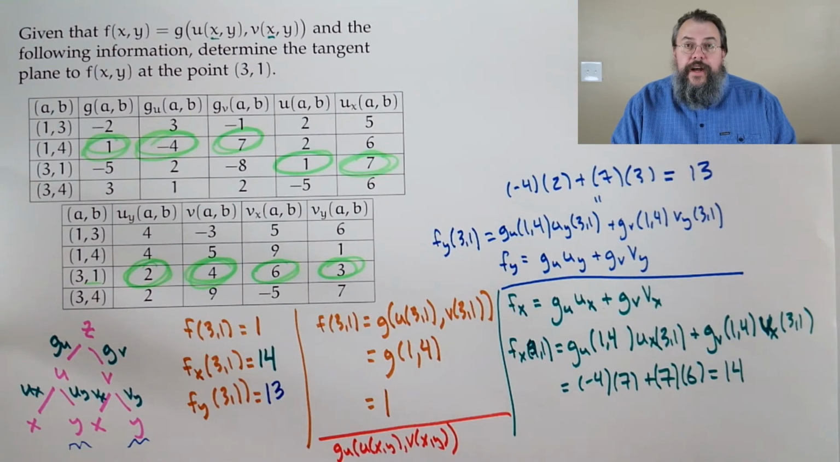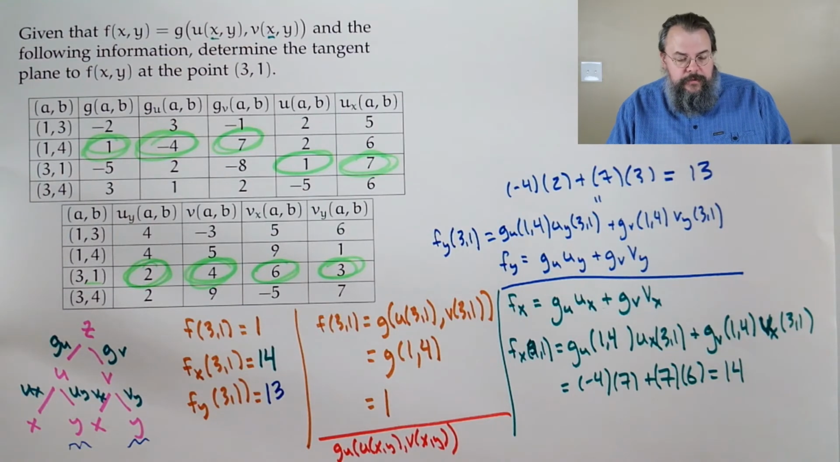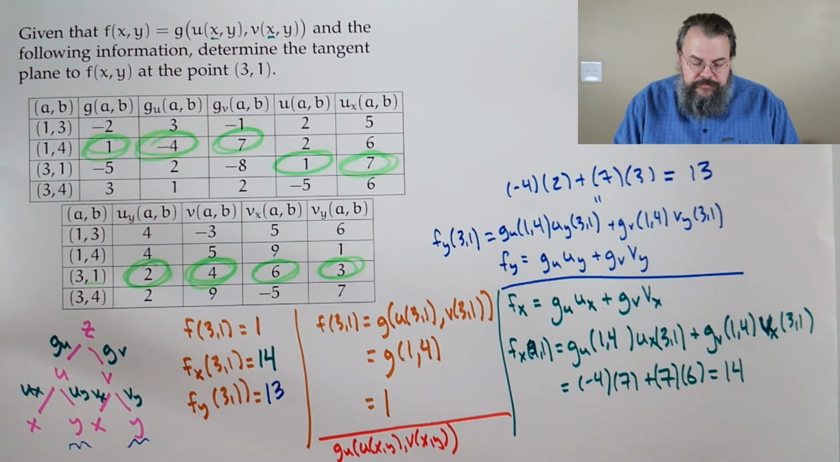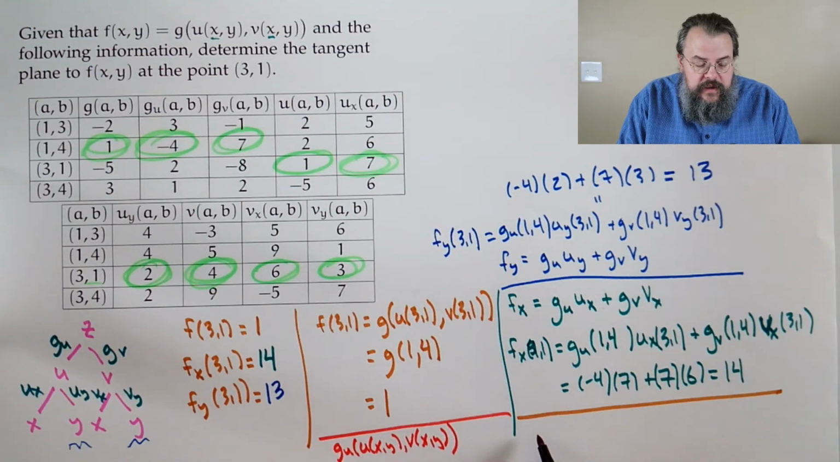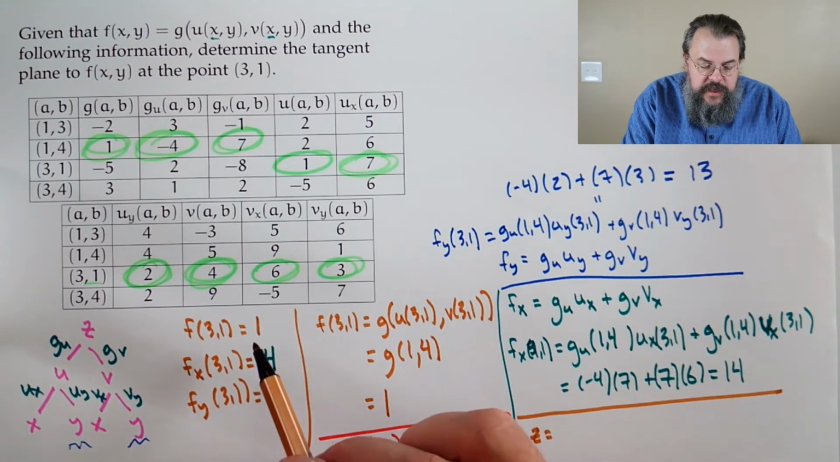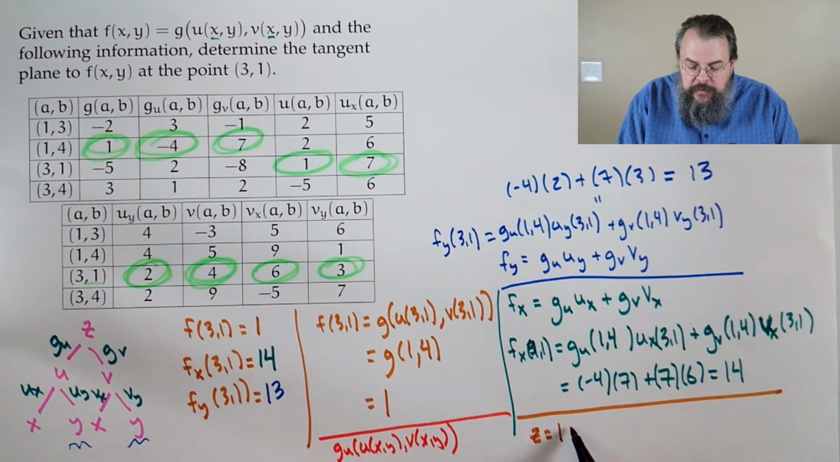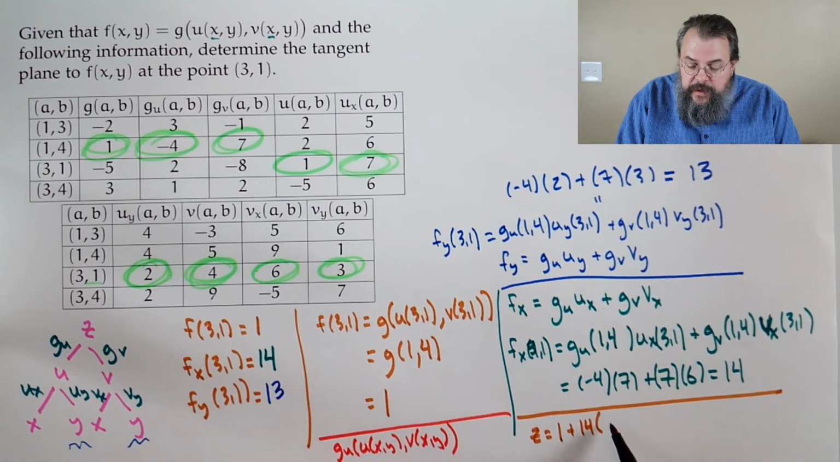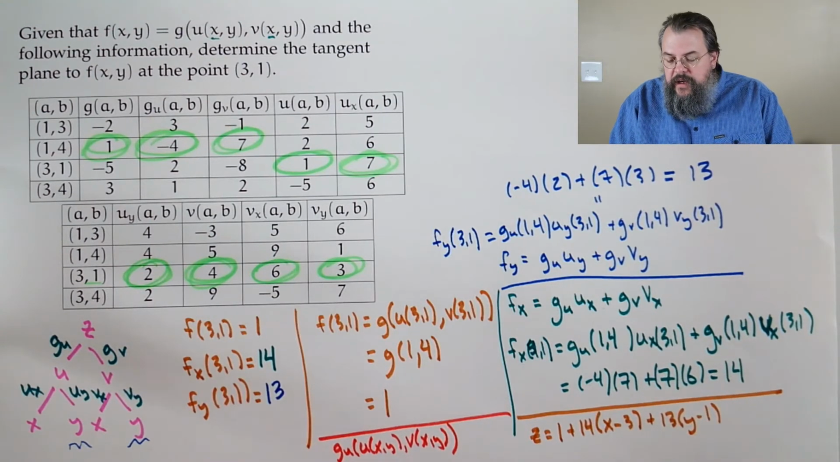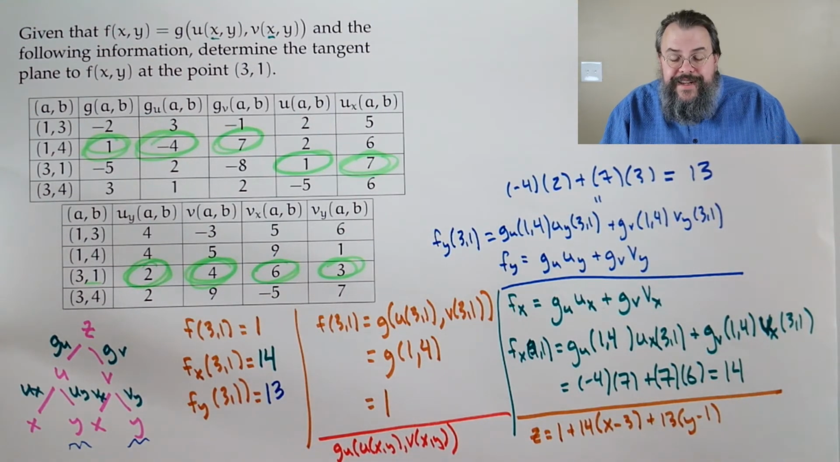Now we're ready to write down our answer. So what do we get? Well, we get the following. We can say our tangent plane is of the form, we take our function at that point, 1 plus 14, which is our derivative with respect to x, times x minus our x value, plus 13, our derivative with respect to y, times y minus our y value. And that's it. That's our answer.